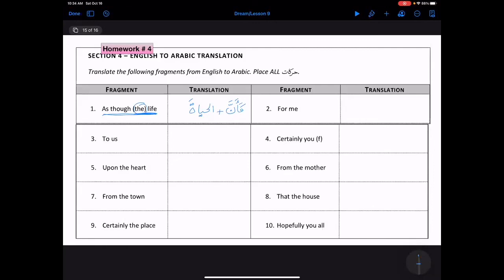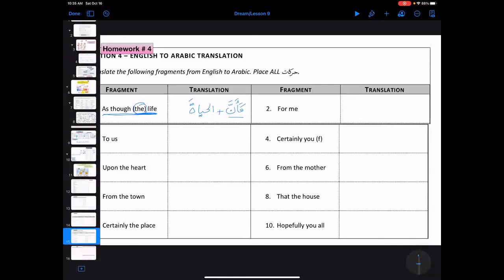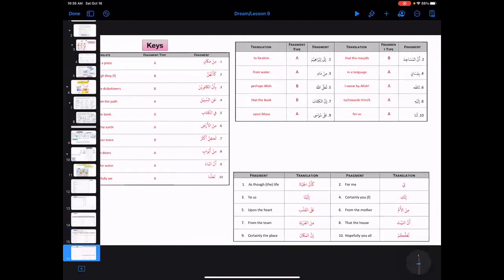Now after ka'anna, what do we need? What status? Nasab. So you're gonna just say ka'annal hayata. Ka'annal hayata. As though the life is. Okay, so I want you to try that. And the key is at the very end for all these homeworks. But again, you are not going to look at the key until you attempt all your homework. Okay, be honest. And then you are going to check your homework with these keys.